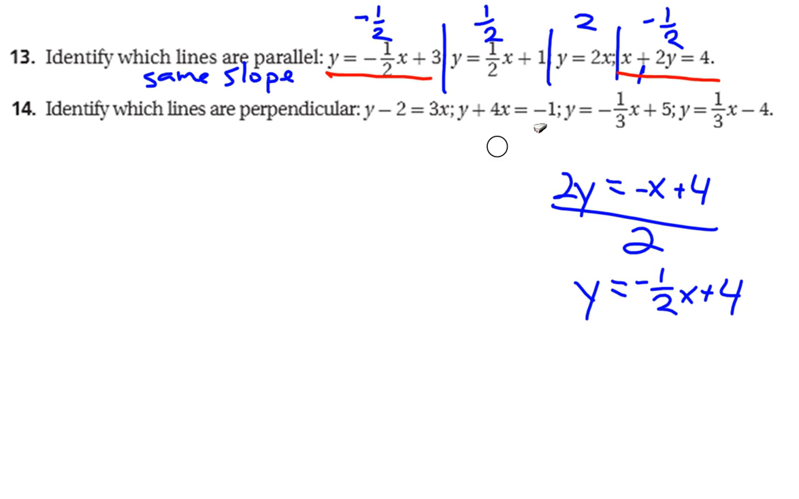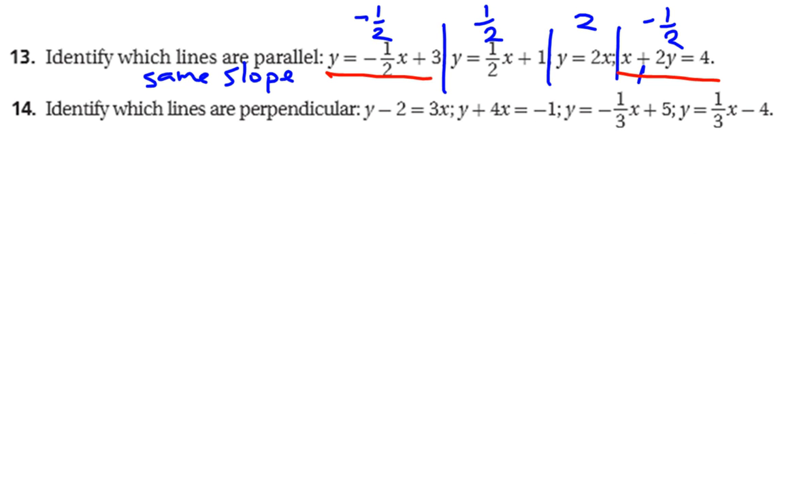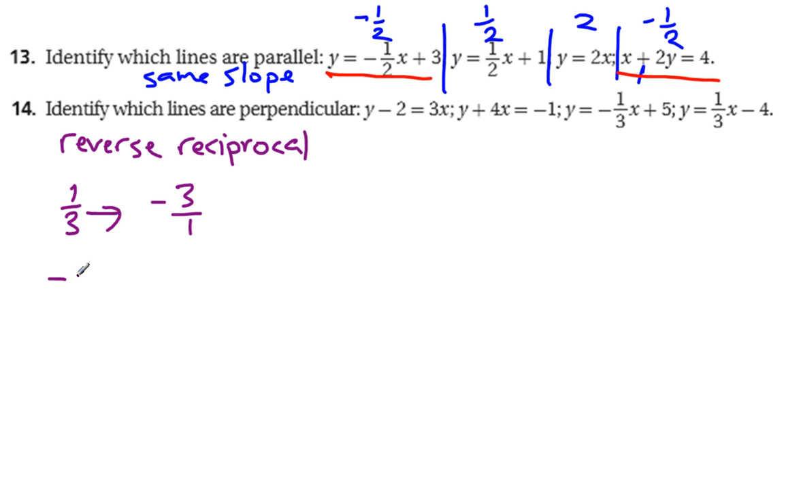Okay. Next one, identify which lines are perpendicular. So remember, perpendicular means that they have the reverse reciprocal. I think I spelled that right. Which means you take your slope, let's say our slope was 1/3. To be perpendicular, you'd have to flip it and change the sign. So positive 1/3 would become negative 3. If our slope was, I don't know, negative 2, we'd have to flip it. So 2 over 1 is, if you flip it, you get 1/2. You change the sign from negative to positive. So that's what we're looking for.